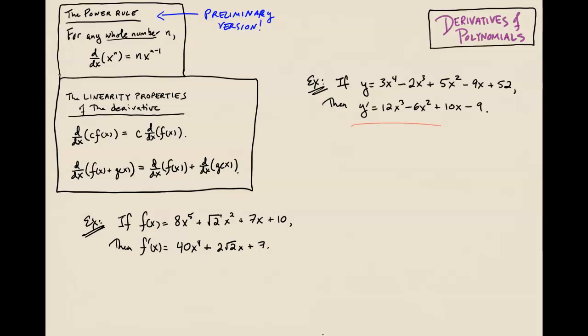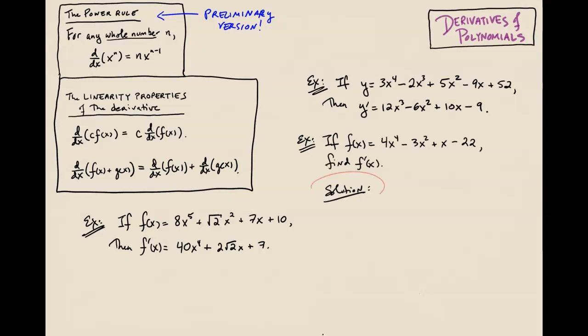The end. After you've done a few of these, you really can write down the derivative of any polynomial pretty much as fast as you can write, period. Okay, let's do one last example so that you can exult in your newfound powers. If f of x is 4x to the 4th minus 3x squared plus x minus 22, find f prime of x. Now take a minute to pause the video and write down the solution on your own.